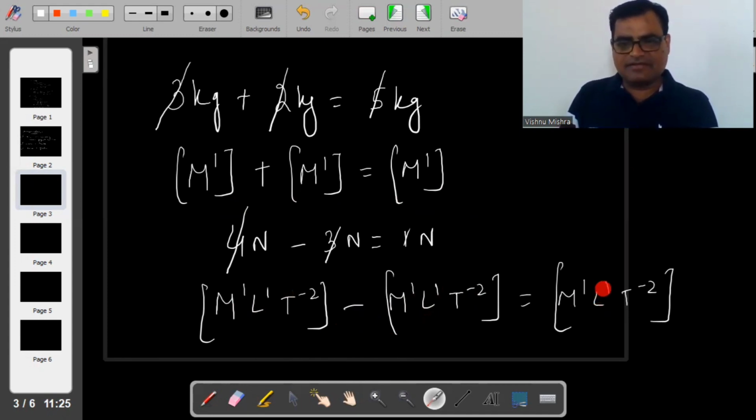Got the point? Is everyone understanding? So here, if you add the same dimension, the result is the same dimension, and if you are subtracting the same dimension, the result is also the same dimension.